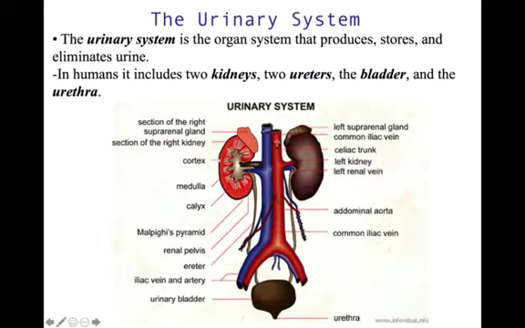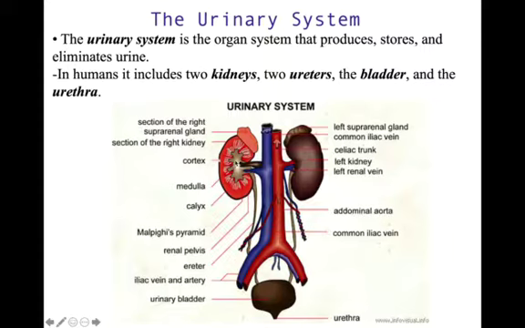You have a right kidney and a left kidney. Leading from the kidneys, you have these long, slender tubes, known as the ureters. The ureters are also paired, one on the right, one on the left, and their job is to transport the urine from the kidneys to this unpaired structure we call the urinary bladder. The urinary bladder stores the urine, and then from there we have this tube called the urethra, which transports the urine from the bladder to the outside of the body.